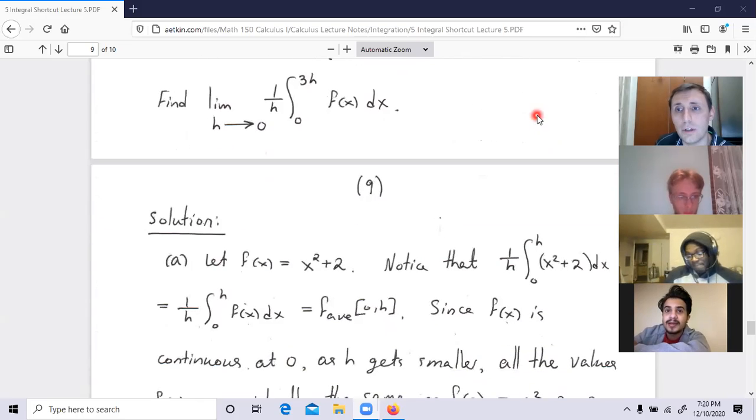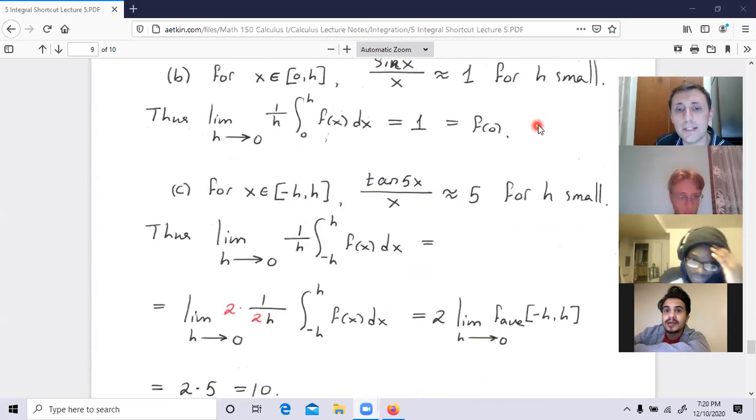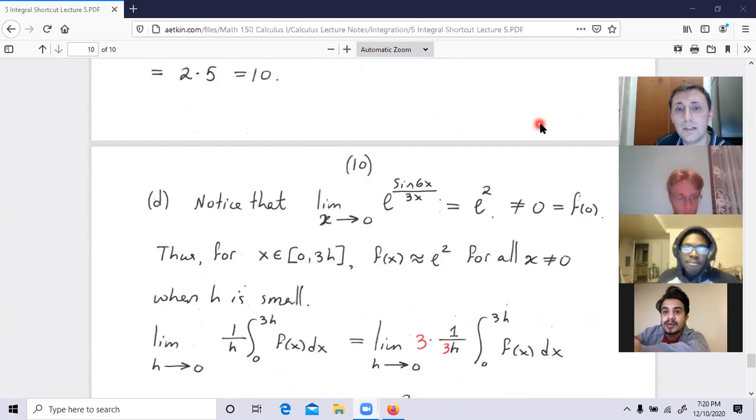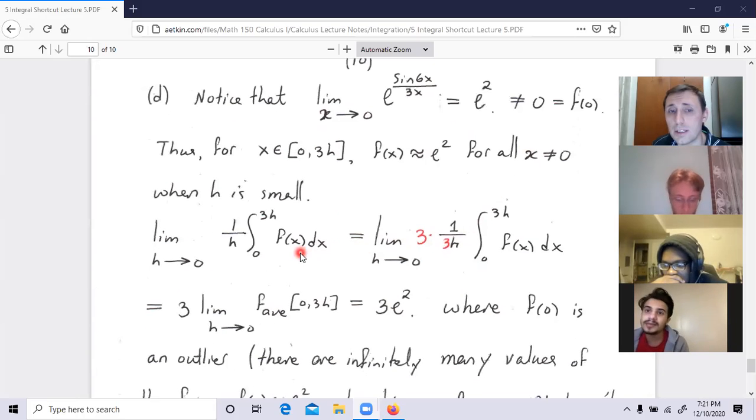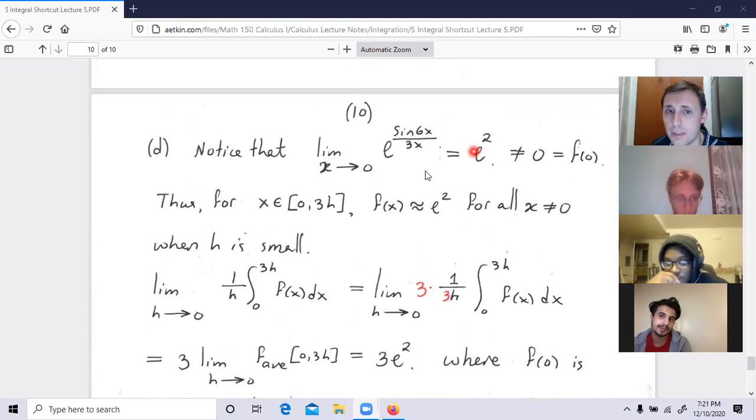So let's do it all together. Yes, Alan, wonderful. Now let's see what happens here, guys. The limit as x goes to 0 is e squared. You agree? It's e squared. Now what allows me to ignore 0? Look at it. The average involves lots of numbers that are similar to e squared. If there is very little room between 0 and 3h, I sum up lots of values that are similar to e squared and average them.